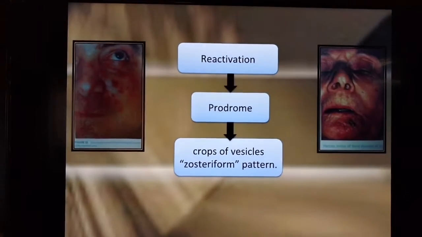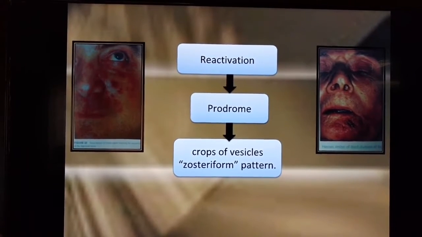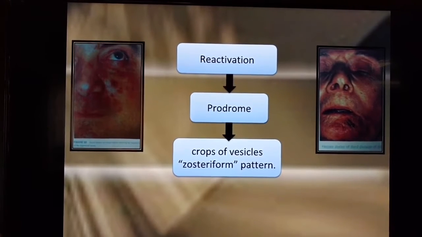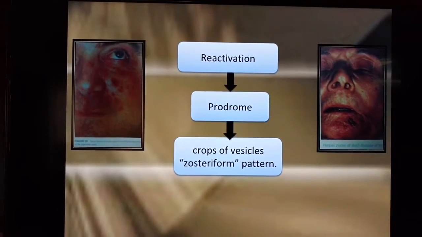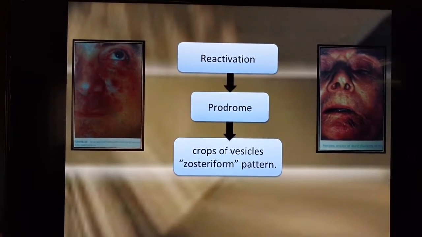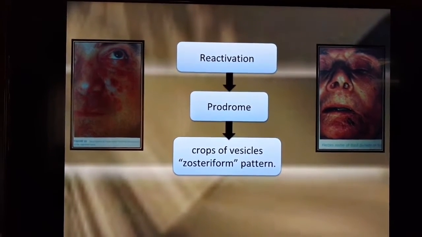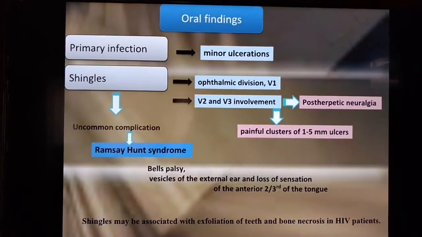Sometimes you will find that shingles can occupy any of the three divisions of the trigeminal nerve. It could be the ophthalmic division, or it could be V2 or V3 involvement, and there will be post-herpetic neuralgia. It could be associated with the mandibular division also in the same way. Shingles may be associated with exfoliation of teeth, and bone necrosis sometimes can occur in HIV patients also.